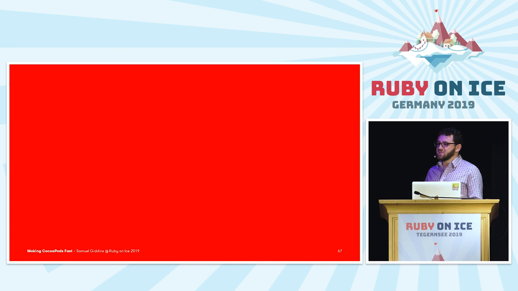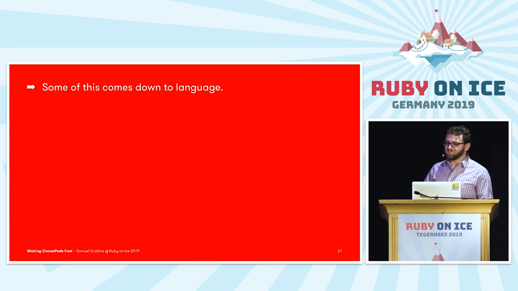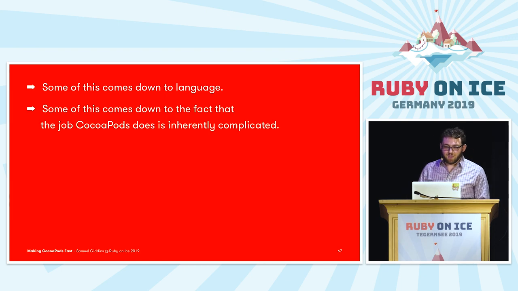So some of the lessons learned. Some of these issues, unfortunately, do come down to choice of programming language. There's a reason why a bunch of us have talked about Ruby performance. I know it's getting better. It's getting better all the time, and stuff like Truffle Ruby is promising. But at the moment, Ruby is a kind of slow language.